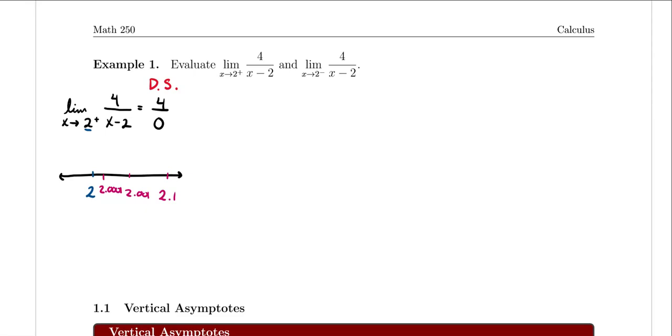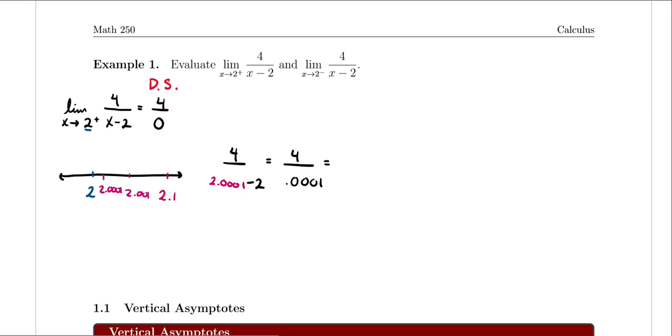Let's go ahead and put in a 2.0001. So I'm going to have 4 over 2.0001 minus 2. Now on the denominator, you get to see here that we're basically going to get a 0.0001. And now it's very similar to the first problem here. What would be 4 over 0.0001? It's going to be about 40,000.